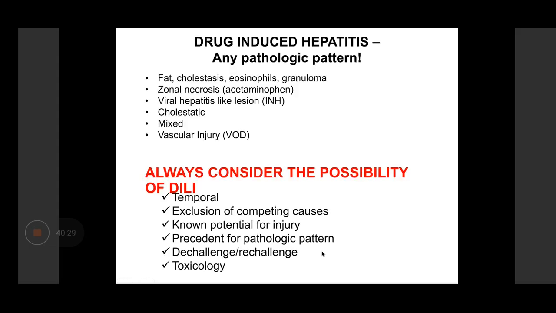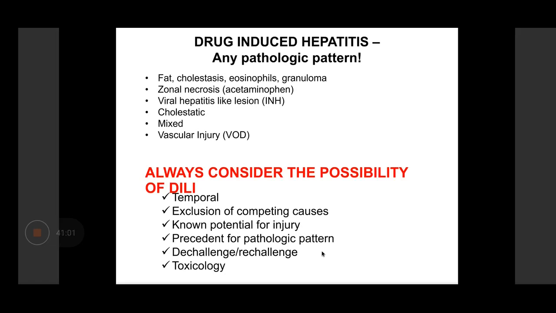And what is the second thing to remember about drug-induced liver injury? It can have any pathological pattern. So, it can show steatosis, it can show cholestasis, it can show eosinophils as part of the inflammatory infiltrate, it can show granulomas, it can show zonal necrosis as in acetaminophen. So, large areas of the liver become necrotic and it causes a fulminant liver failure. It can show viral hepatitis, as in INH, that is the drug that we use in ATT.